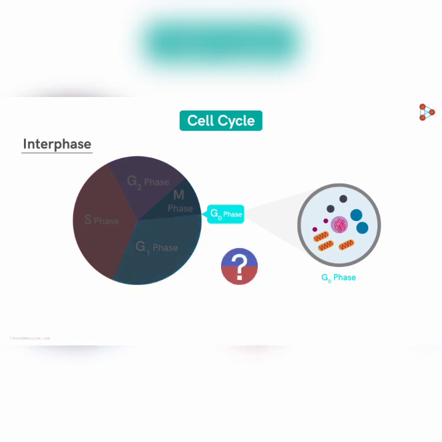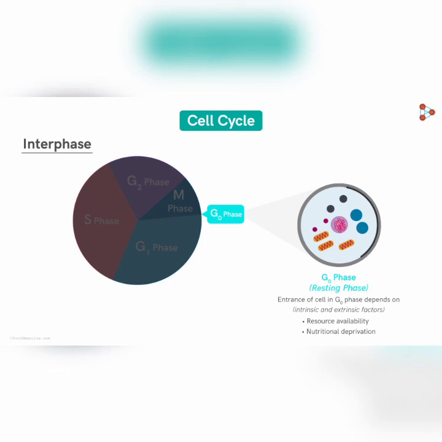And what factor decides this? Well, there are several intrinsic and extrinsic factors like resource availability or nutritional deprivation which can force the cell to enter this G0 phase. But what exactly happens in this phase? This phase was classically thought to be only a resting phase, as the cell is metabolically active but does not show tendency to divide further.